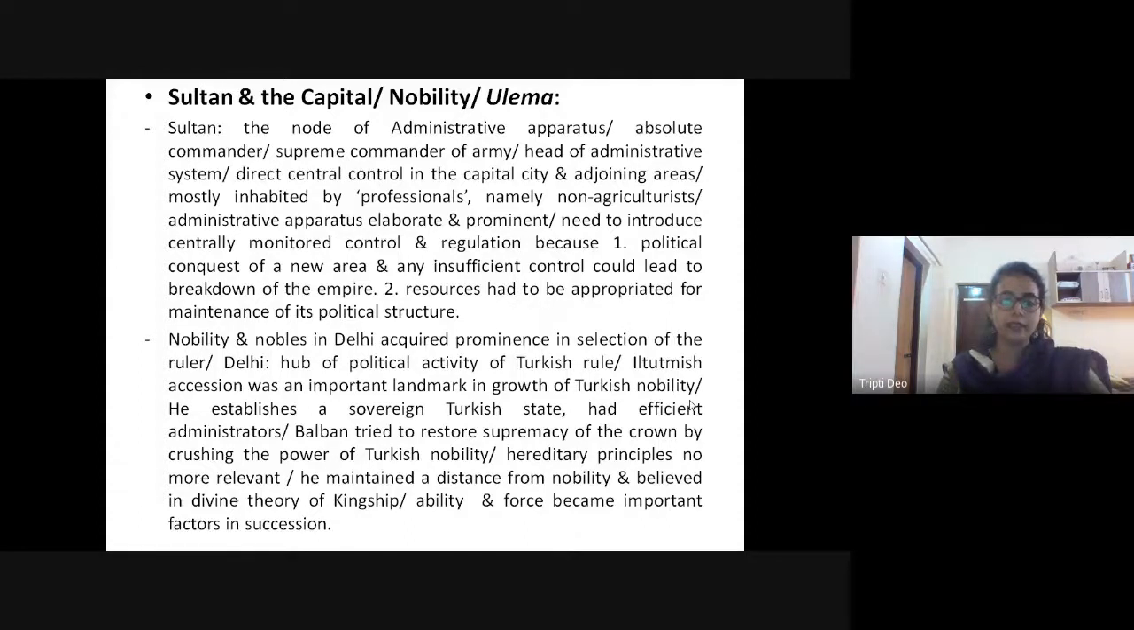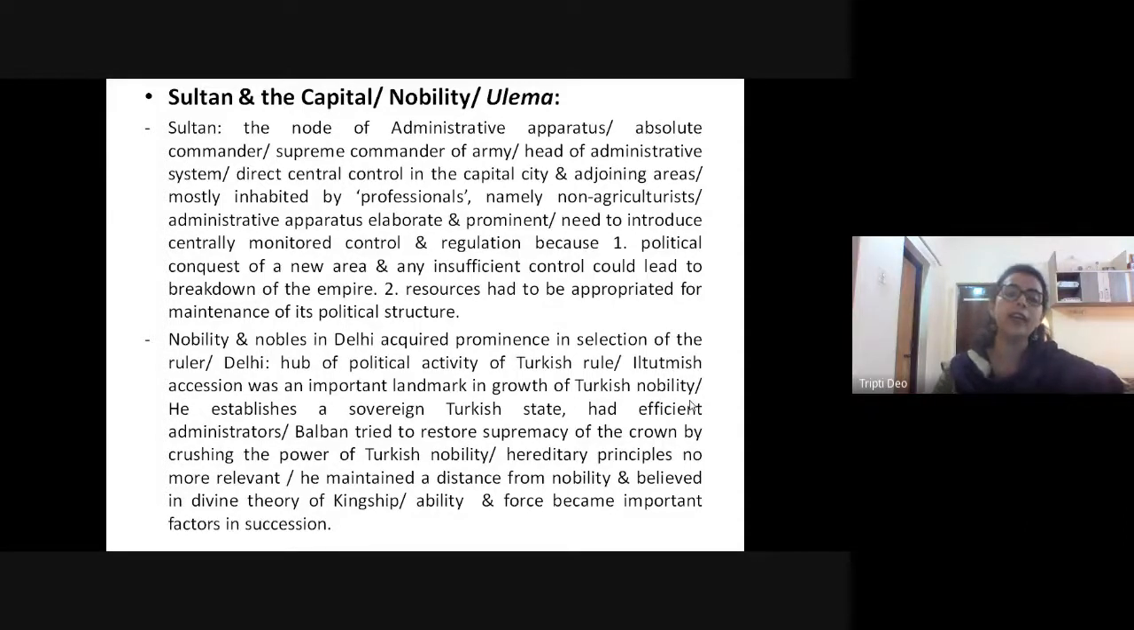He directly controlled the center, which is the capital city. His presence in the capital city was, of course, very central, along with the adjoining area. So if you look at the Delhi Sultanate, not only Delhi but the entire region around it, the entire northern Gangetic belt, all of that had almost direct control of the Sultan himself. The region where the Sultan stayed, the capital and the adjoining area, was mostly inhabited by professionals. Who were these professionals? These were namely the non-agriculturalist groups. They were an elaborate administrative apparatus, and prominently in this region there was also a need to introduce centrally monitored control and regulation. Now, why was there a gradual need for this centrally monitored control?